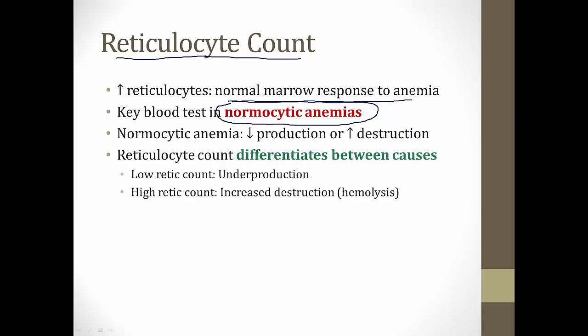This makes the reticulocyte count a very useful blood test in normocytic anemias. Like I told you before, normocytic anemias may occur due to underproduction by the bone marrow or increased destruction from hemolysis, and the reticulocyte count differentiates between these two causes. A normocytic anemia with a low reticulocyte count means underproduction by the marrow. A normocytic anemia with a high reticulocyte count means increased destruction, such as you can see in hemolysis.